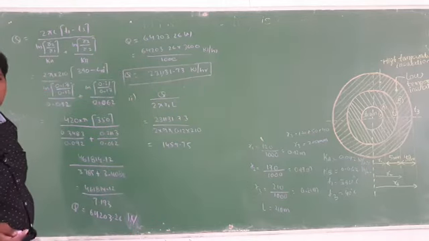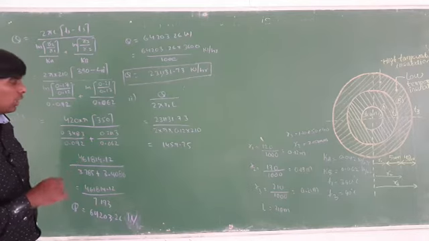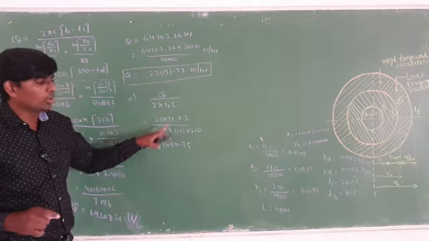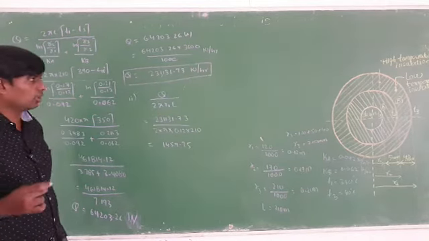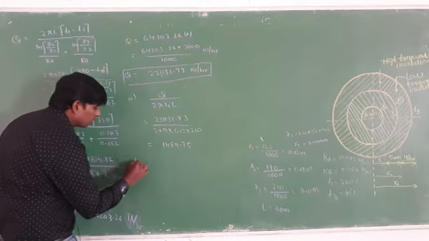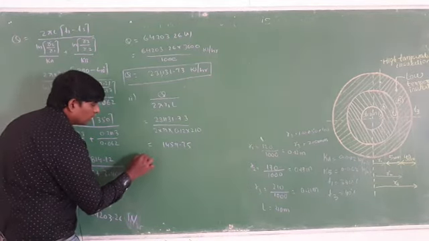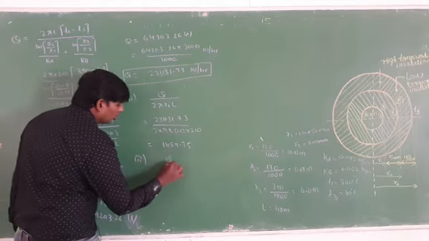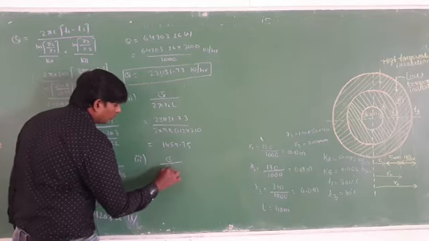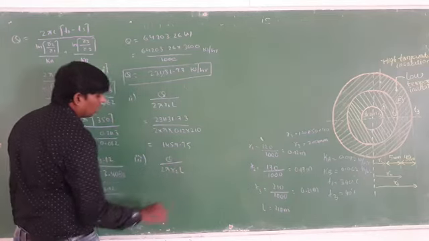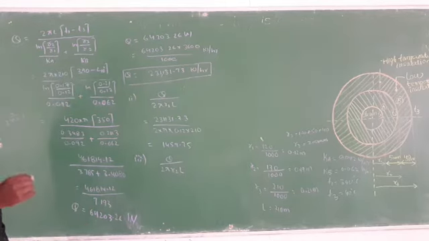Third bit, for outer it is given. This one is for inner. Inner means you have to take here R1. Outer is given. Outer means what you have to do? This one is your third bit. For the third bit, Q by 2 pi R2 by L.